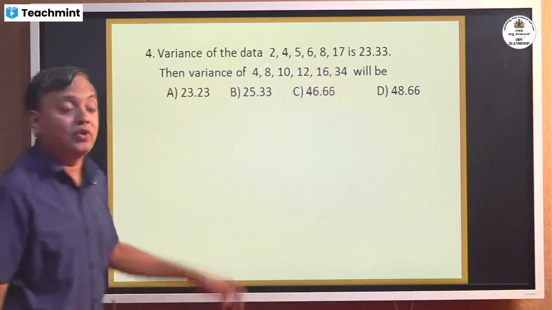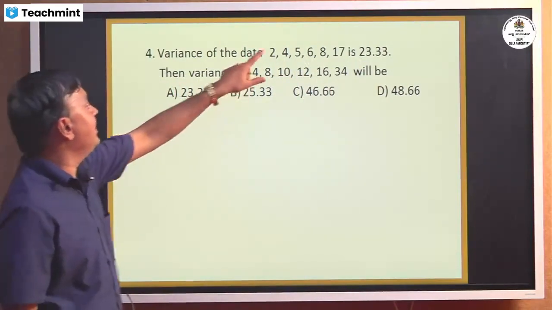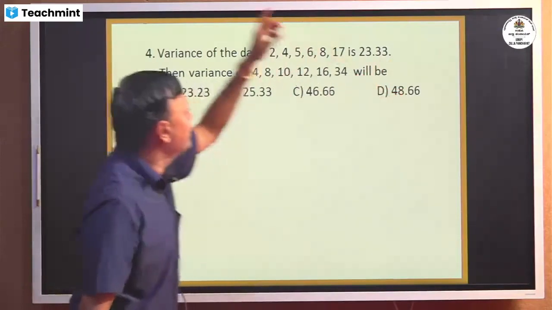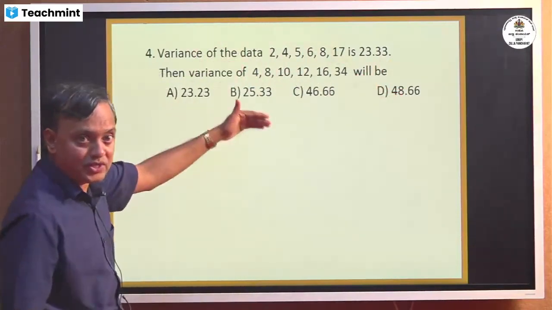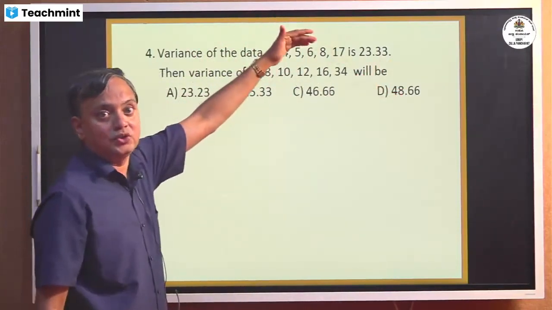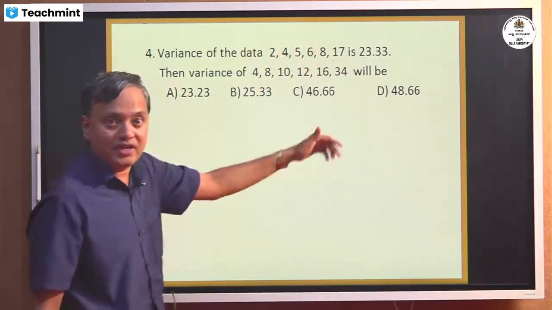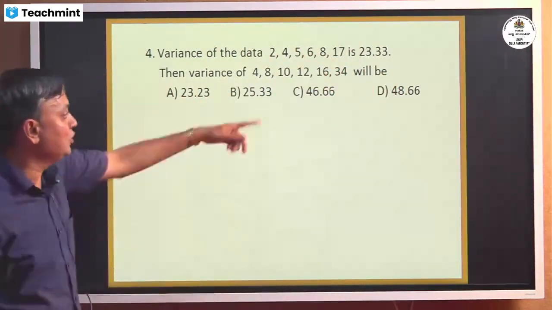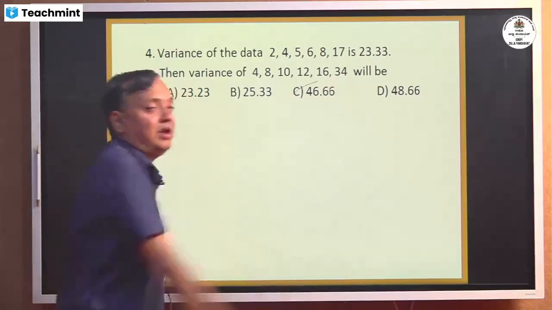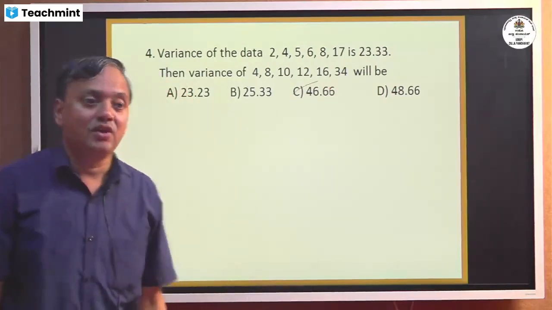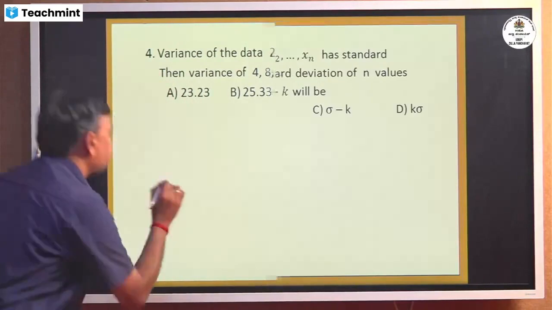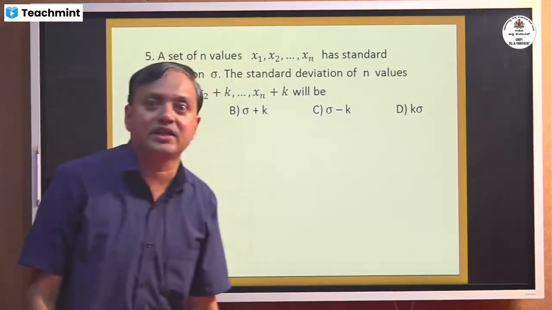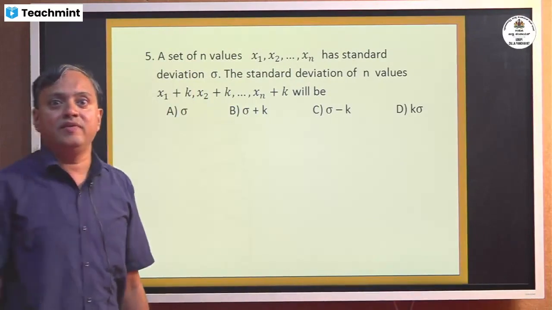Then the variance of this first set is 23.33, and the variance of the second set is obtained by multiplying by 2. So to get the variance, we have to multiply by 2. 23.33 into 2, we get 46.66. This is the variance.